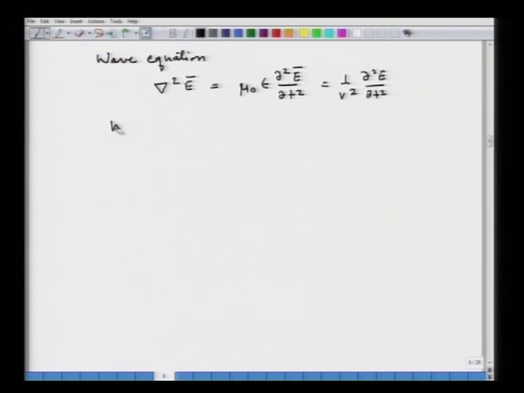So, the wave equation is basically this, a wave equation, and this wave has a velocity v which is going to be given by 1 over square root of mu naught epsilon. So, this is the velocity of the light which is represented by the wave equation 15. So, the light wave is basically a solution of equation 15. This is the velocity of light.